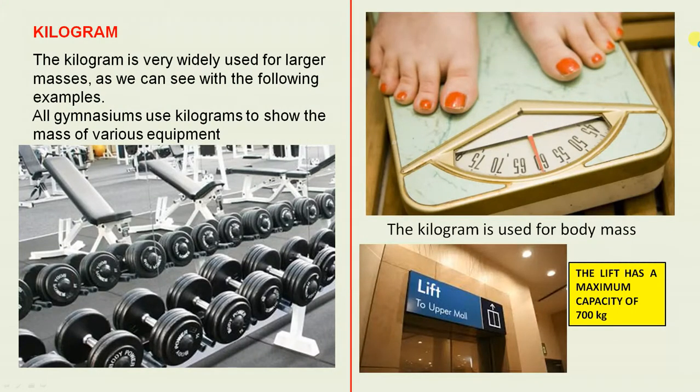The kilogram. The kilogram is very widely used for larger masses, as we can see with the following examples. All gymnasiums use kilograms to show the mass of various equipment. The kilogram is used for body mass. The lift has a maximum capacity of 700 kilograms.